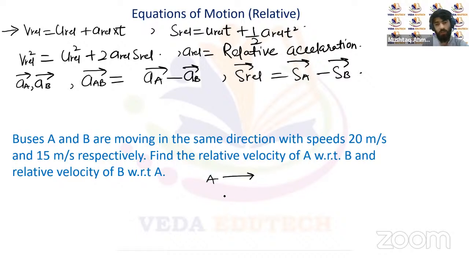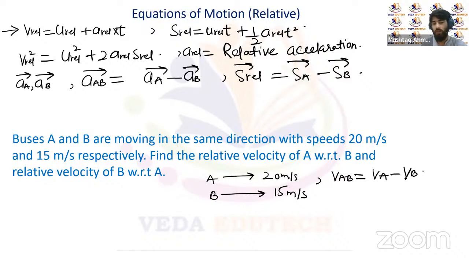A is moving with a speed of 20 meter per second, and B is moving with 15 meter per second. Then their relative velocity v_AB will be v_A minus v_B. Since they are moving along the same direction, it will be simply the subtraction of the magnitudes of the two velocities. So that will be 20 minus 15, equal to 5 meter per second.